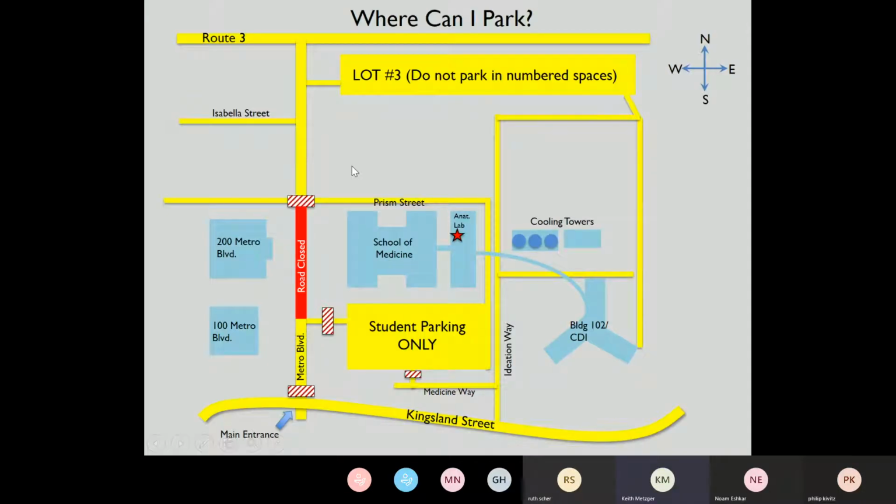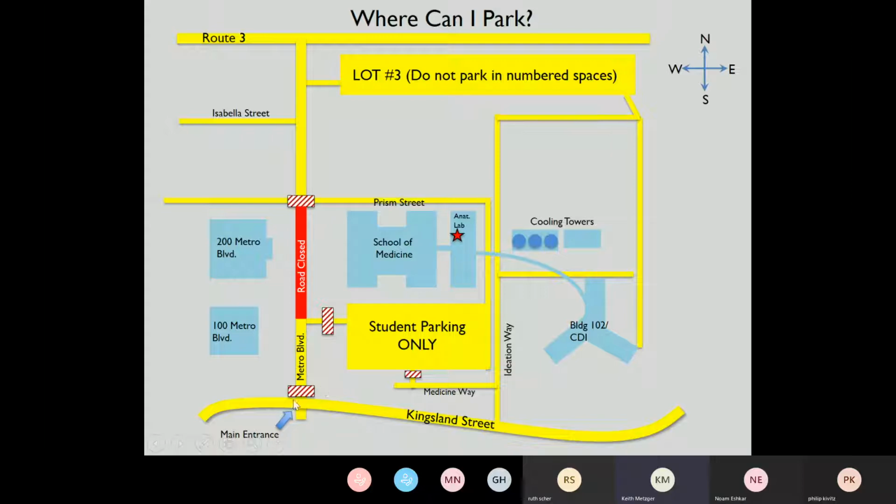Okay, just as important as how you get a permit, where do you actually park? I think most of you have been at the medical school. This is the road, Kingsland Street, that runs right in front of the medical school. Here's Route 3 back here. You can get onto campus either through Route 3, where there's a very quick little entrance that you have to slow down rapidly to get onto, or via Kingsland Street.